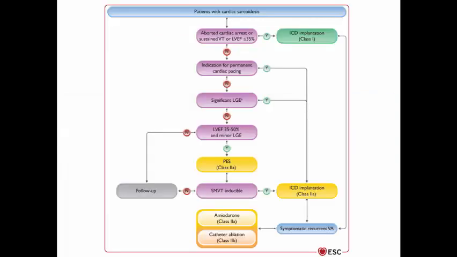This flowchart as well summarizes the indications for ICD or antiarrhythmics or catheter ablation in patients with cardiac sarcoidosis. I am not going to explain it in detail for the sake of time.